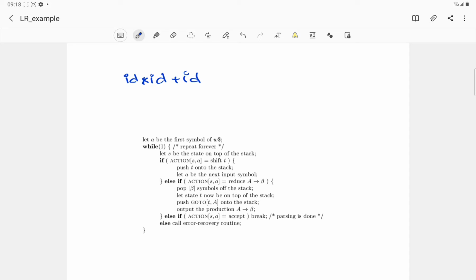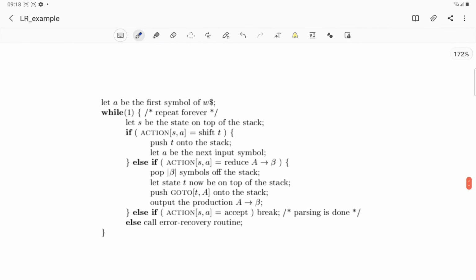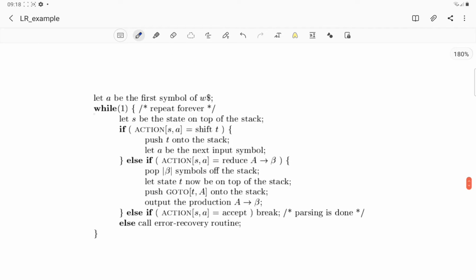In this class we will discuss how this string of tokens will be parsed by our LR parsing algorithm. This was our parsing algorithm: let A be the first symbol of our input string, where the input string can be considered as w followed by dollar at the end.